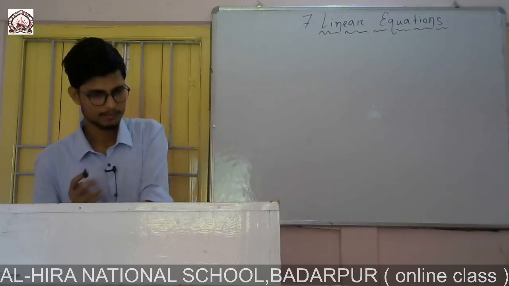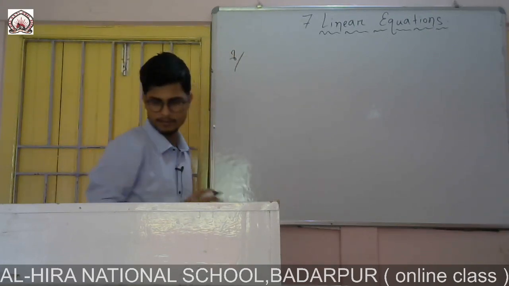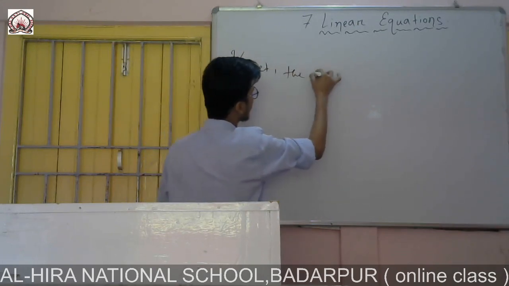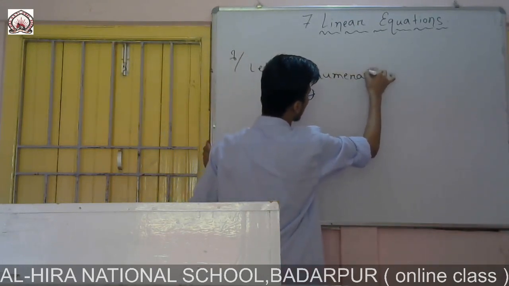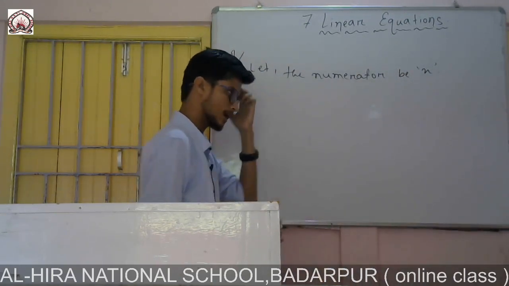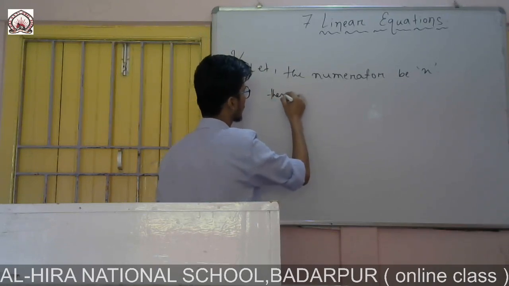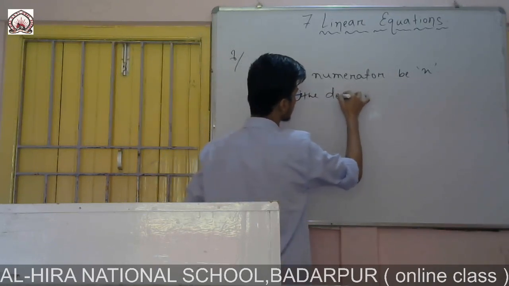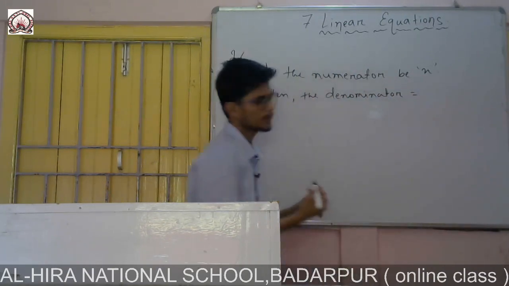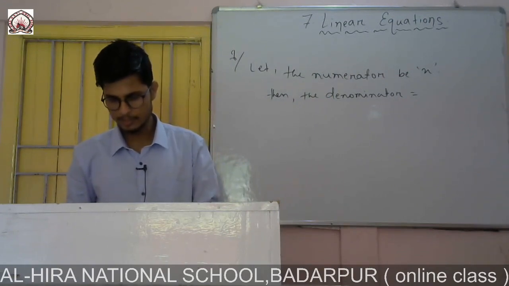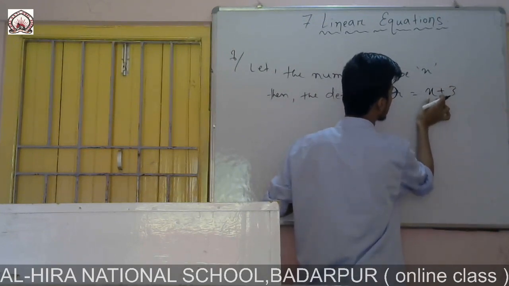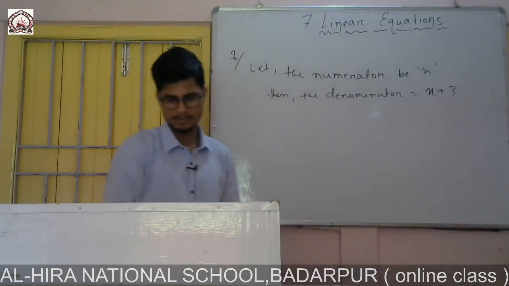To solve this one, you will write: let the numerator be x. Then the denominator will be, given that the denominator of the fraction is 3 more than the numerator, numerator plus 3, that is x plus 3.